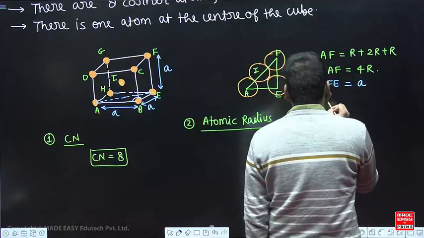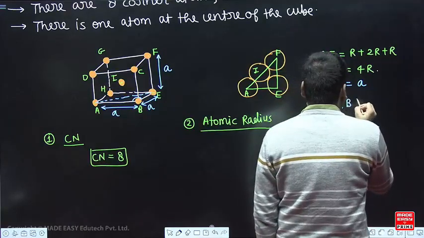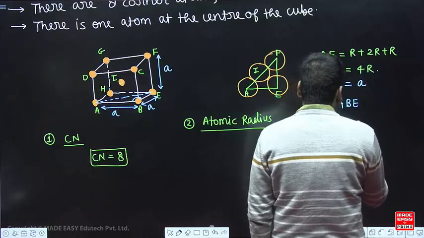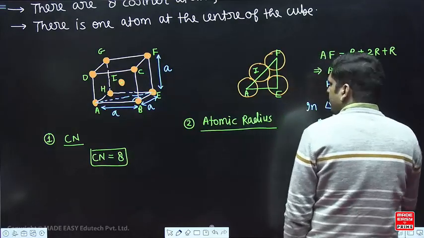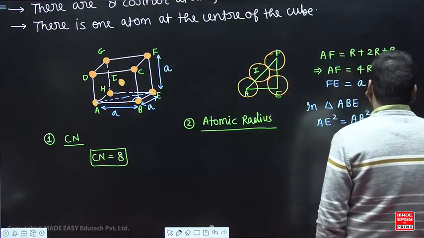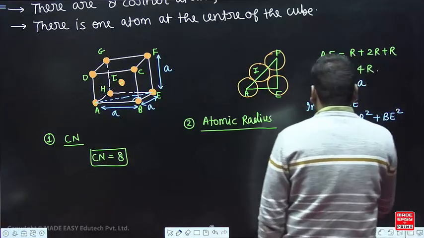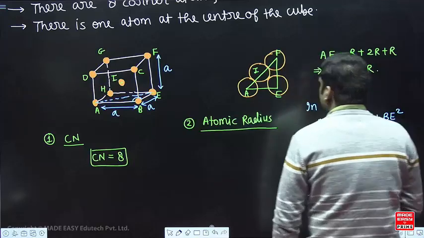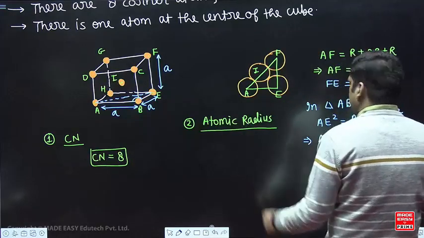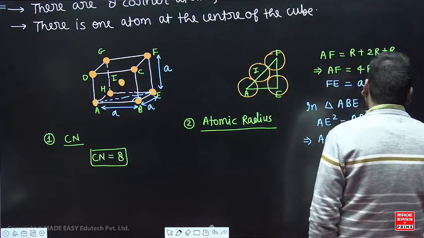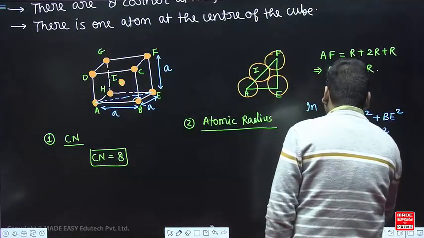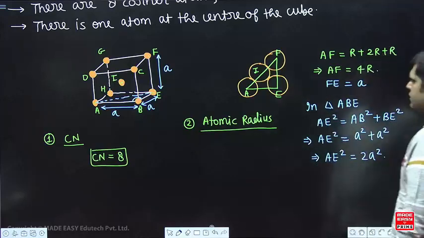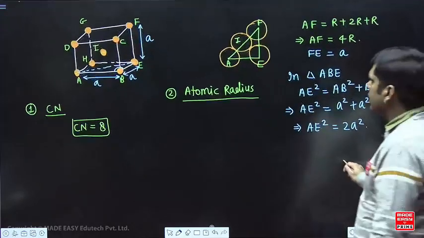In triangle ABE, AE square is equal to AB square plus BE square. So AE square is equal to AB square, that is A square, plus A square. So this AE square is 2A square. This is AE square.